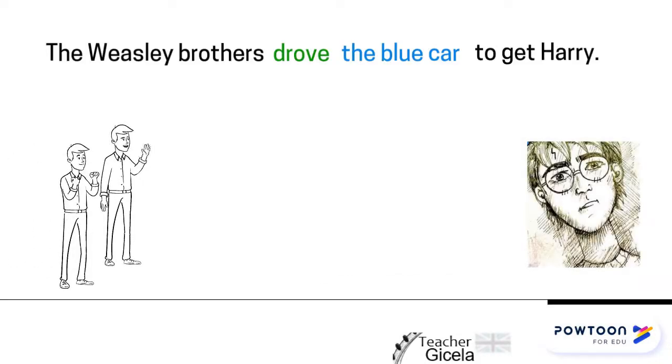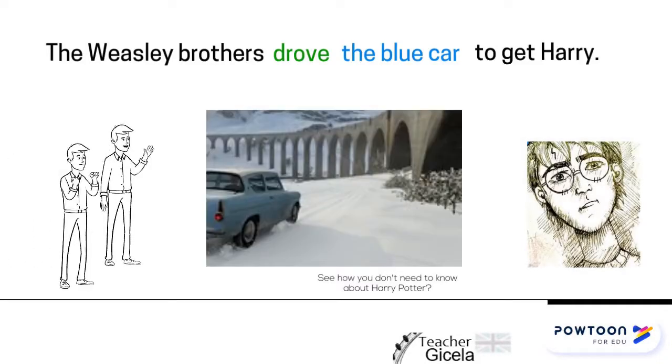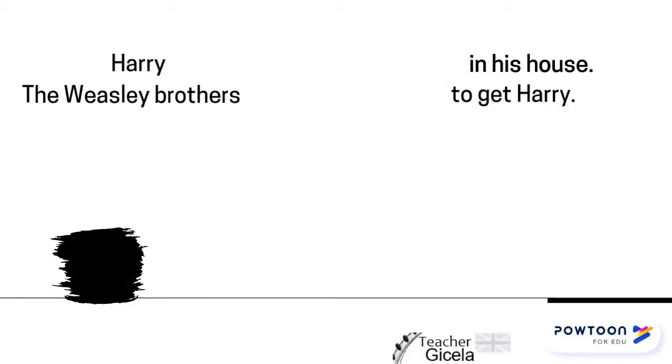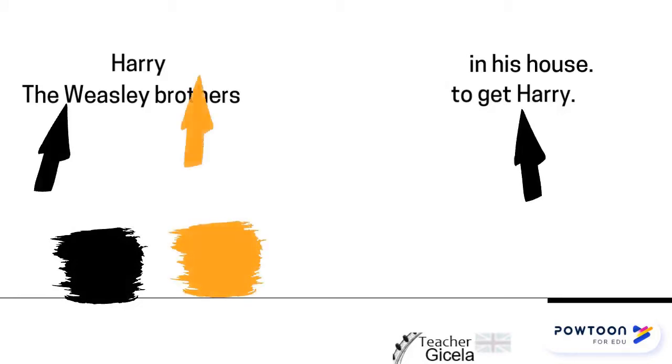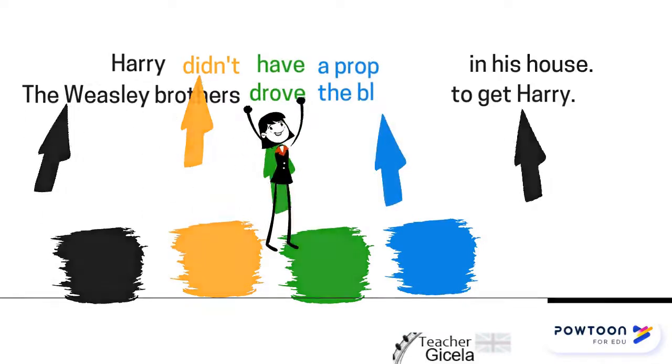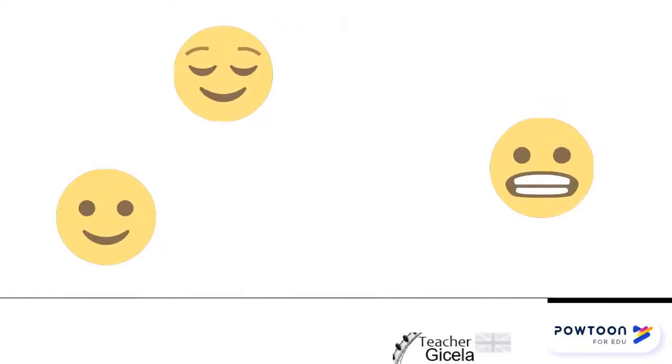In the next sentence, the Weasley brothers drove the blue car to get Harry, you can see that there is no orange color. The colors will be used this way. Black for the subject and information we don't need to focus on this session. Orange, auxiliaries, whenever they are needed. And green, main action or the verb. The blue one in this lesson is the key. Blue will be our direct object. All good so far? Okay, let's review.